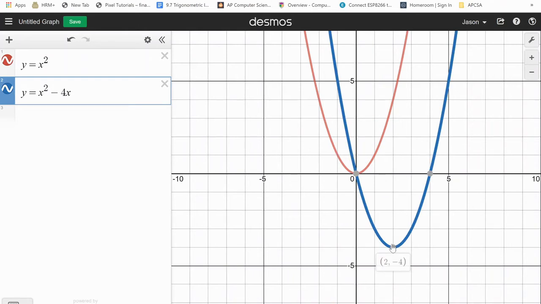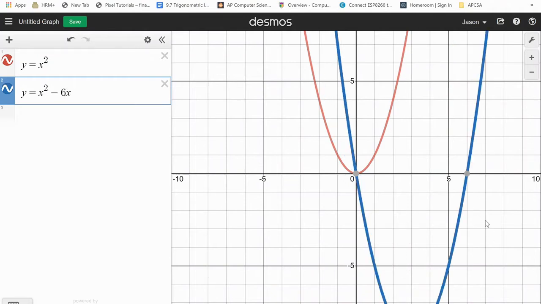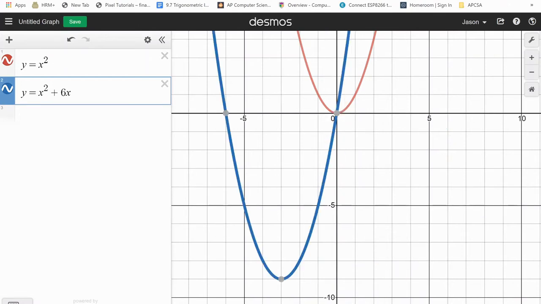So think about it for a moment. If I changed it from a minus 4x to a minus 6x, what do you think it would do? Minus 6x, you can see, moved the graph to the right 3. So plus 6x moves it to the left 3.